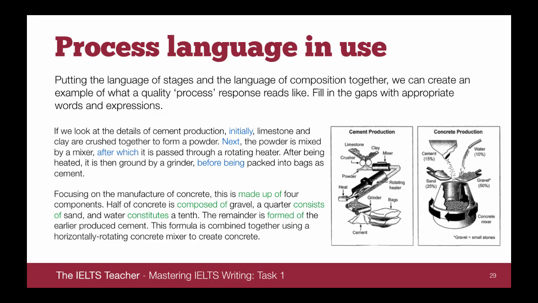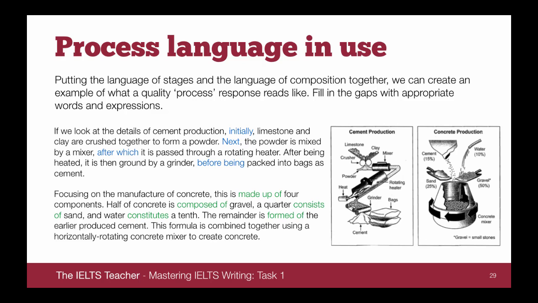Now if we focus on the second paragraph, focusing on the manufacture of concrete, this is made up of 4 components. Half of concrete is composed of gravel, a quarter consists of sand, and water constitutes a tenth. The remainder is formed of the earlier produced cement. This formula is combined together using a horizontally rotating concrete mixer to create concrete.